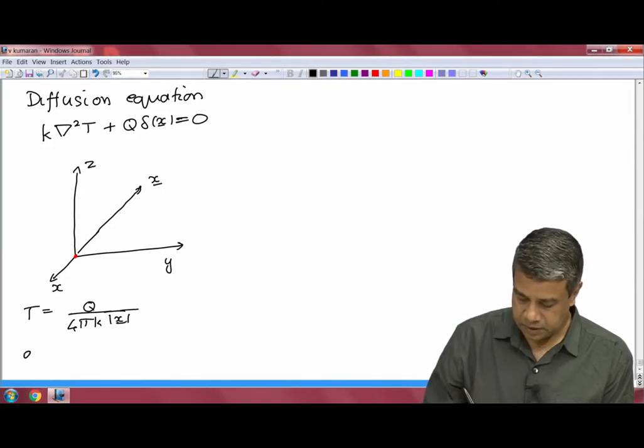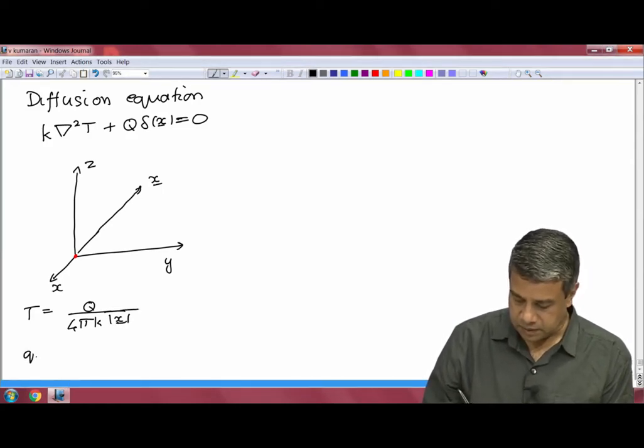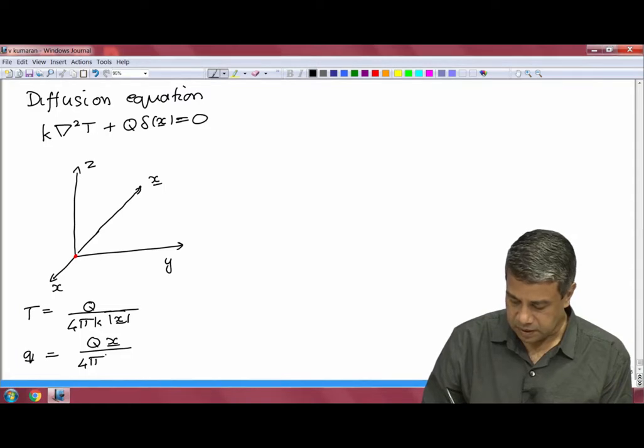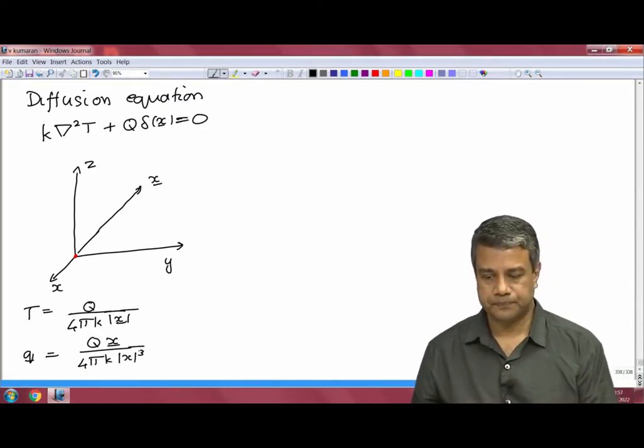And the flux vector is q into the vector x by 4 pi k into the magnitude of x, the whole cubed.